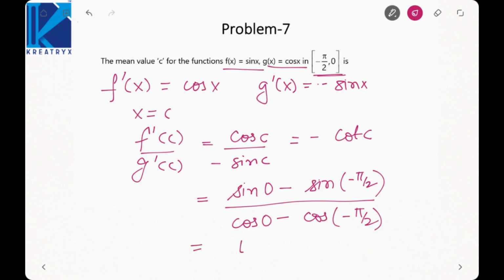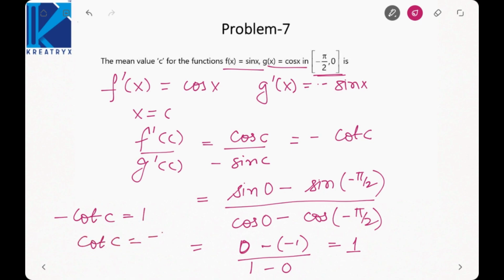Now sin of 0 is 0, sin of minus pi by 2 is minus 1. Cos of 0 is 1, cos of minus pi by 2 is 0. So it becomes 1. That is, minus cot c comes out to be 1, which means cot c is equal to minus 1, which means c is equal to minus pi by 4. Again, it is the midpoint of the interval, because the midpoint of 0 to minus pi by 2 will be equal to minus pi by 4.